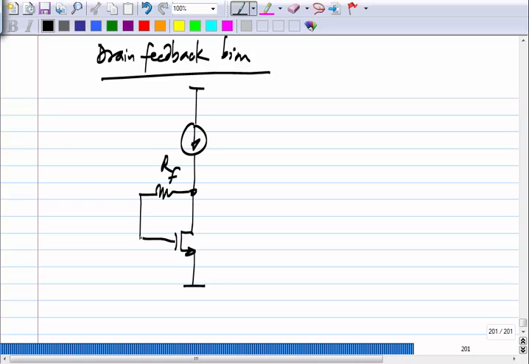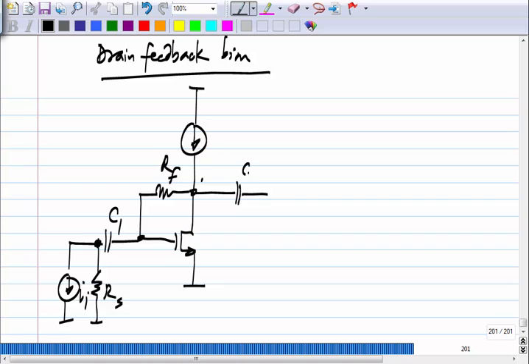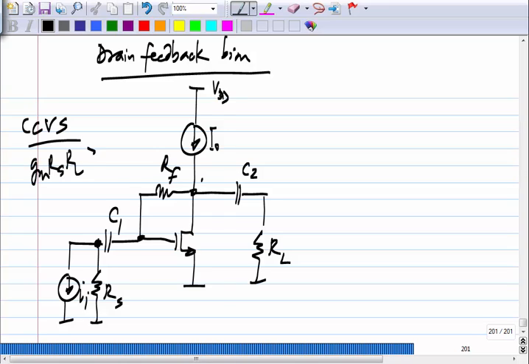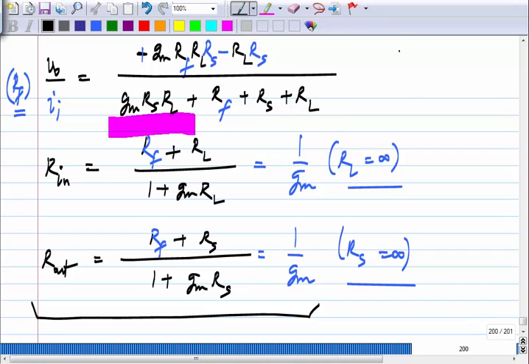You complete the feedback through the resistor RF, and then you couple the input source through capacitor C1 and the load through the capacitor C2. Okay. So, this is a current control voltage source under the right conditions. Basically, GM RS RL must be much greater than RF. Okay. You can get the conditions from this expression, right? You want GMRF to be much greater than 1 and also GMRSRL to be much greater than RF and RS and RL, okay.